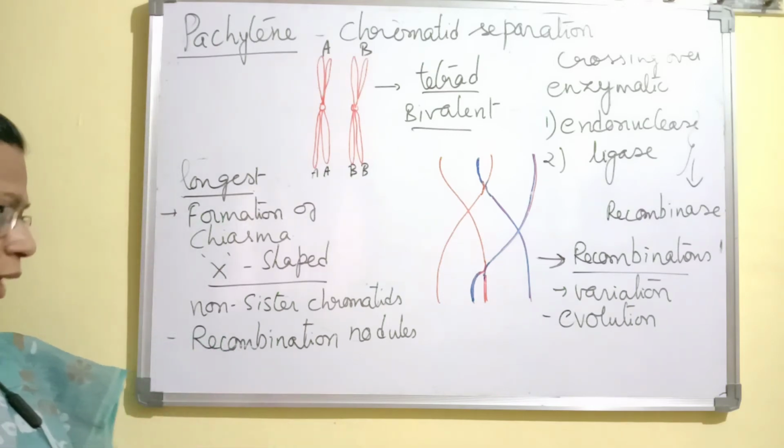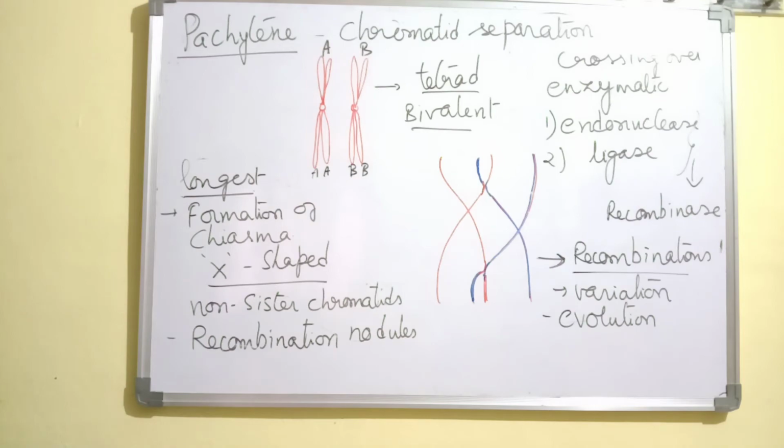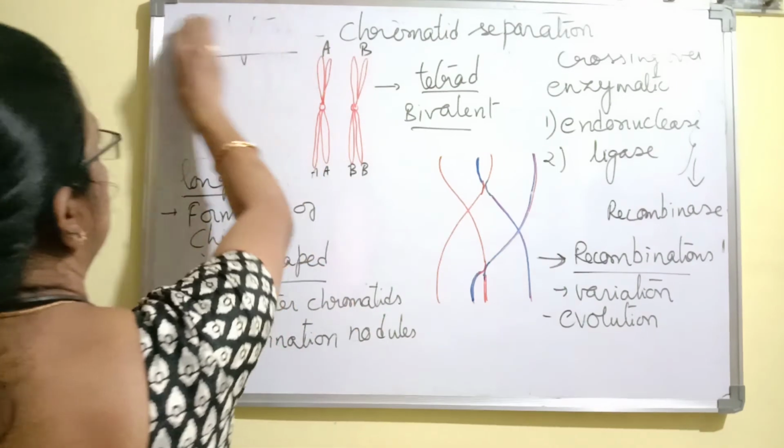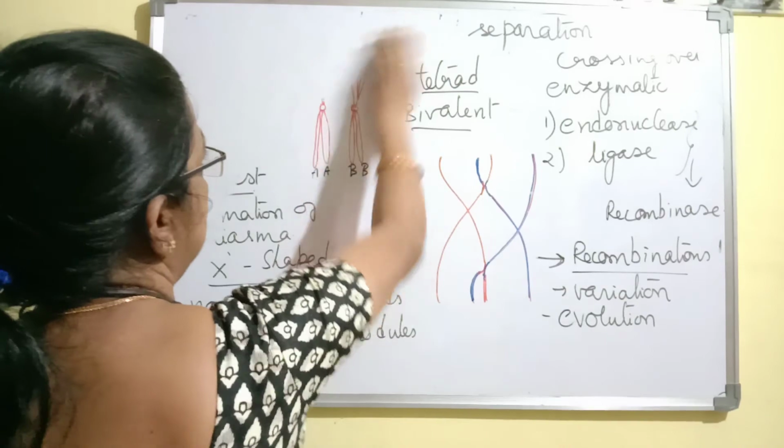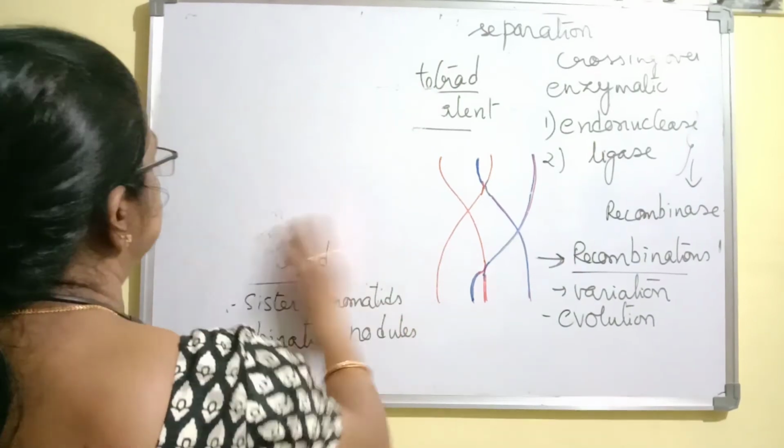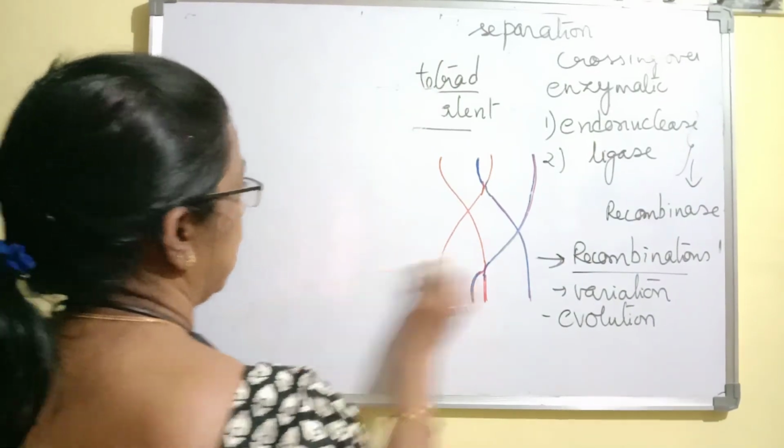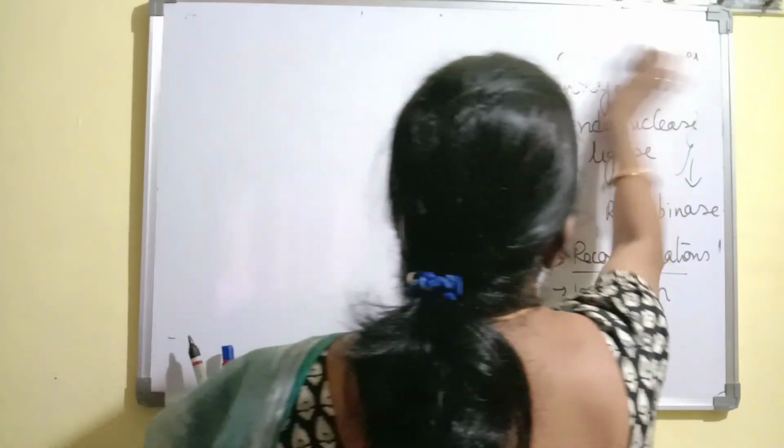Now let us see the next stage in prophase 1, that is called diplotene.